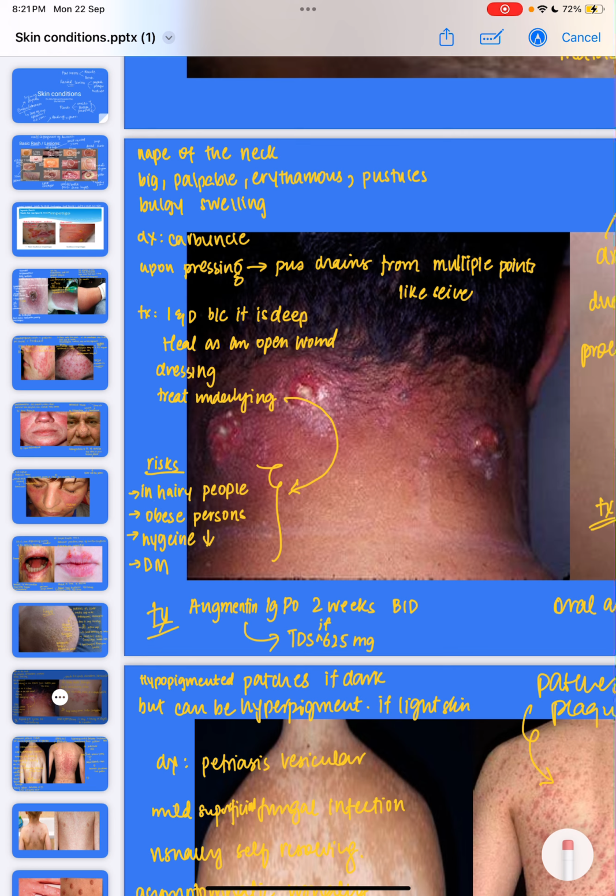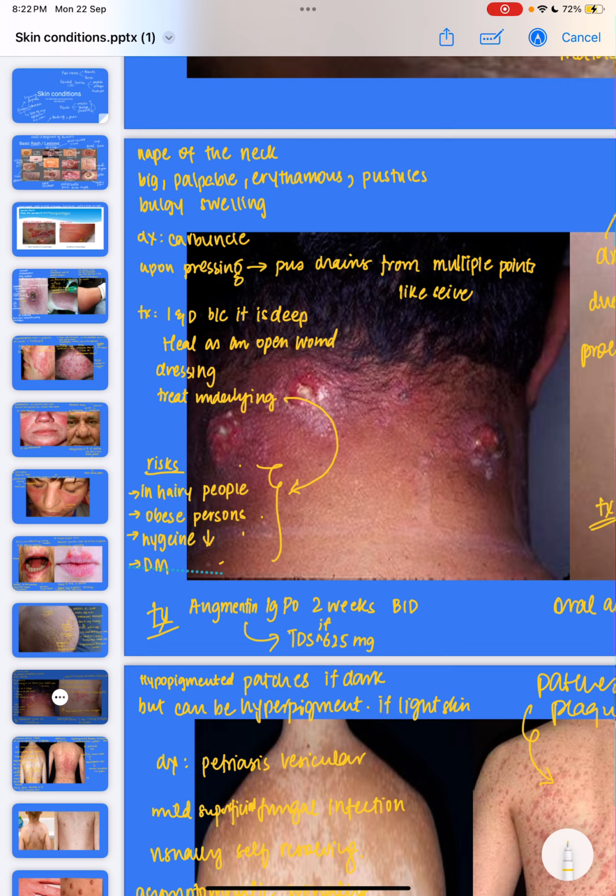So we have to do incision and drainage because the pus is really painful for the patient. Then we let it heal as an open wound, and then we dress it, and then we treat the underlying cause. It's basically in hairy people, so we can ask them to get laser treatment, or obese persons or people with less hygiene or diabetes mellitus, so we counsel them accordingly, and then we give Augmentin.